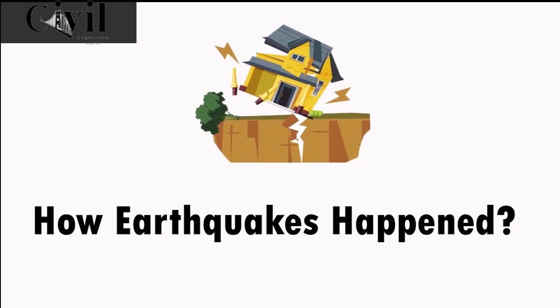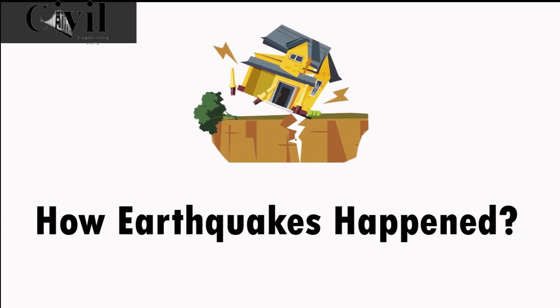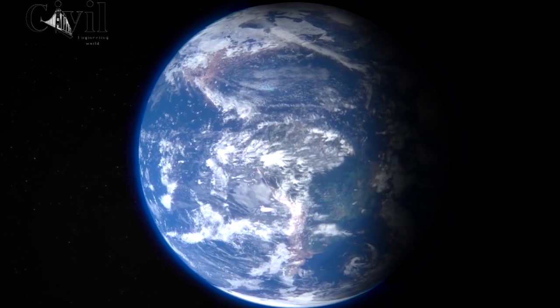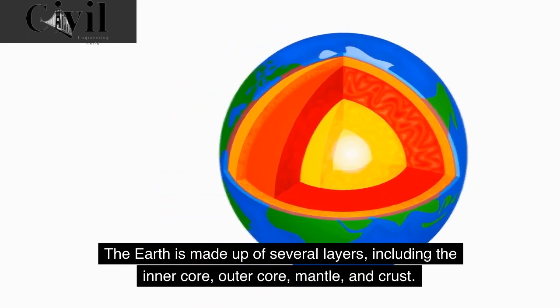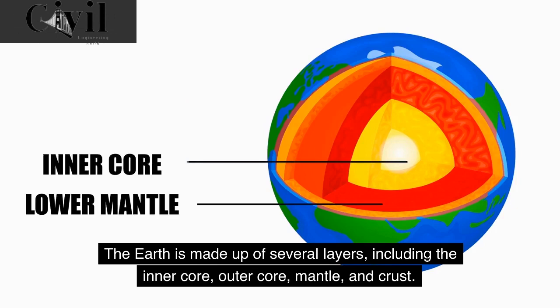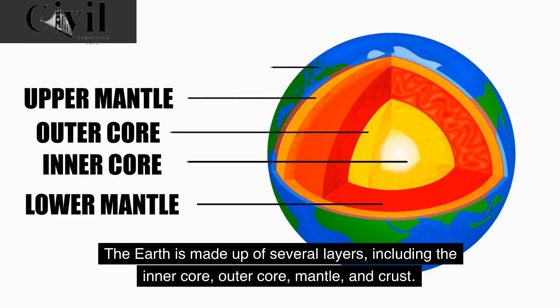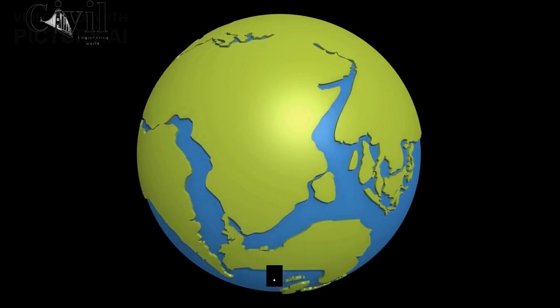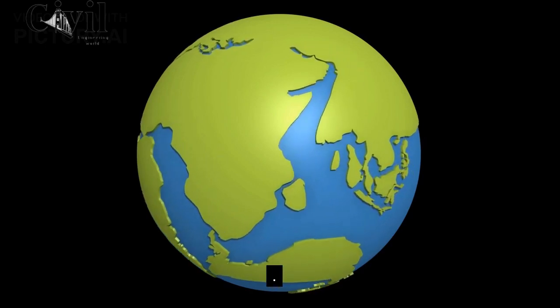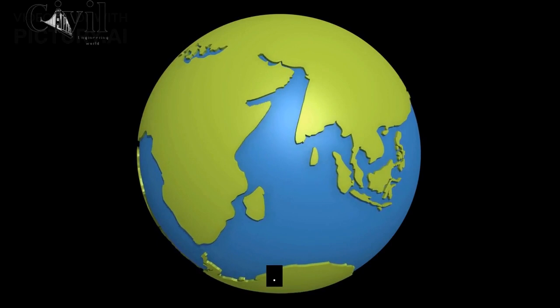To understand how earthquakes happen, we need to look at the structure of the earth. The earth is made up of several layers, including the inner core, outer core, mantle and crust. The crust is the outermost layer of the earth, and it is made up of several large pieces called tectonic plates.